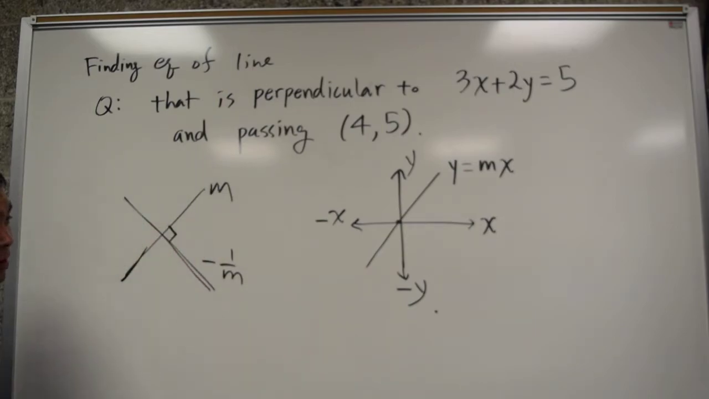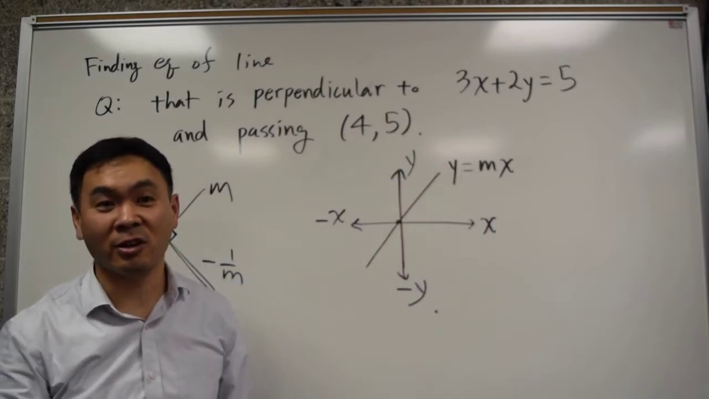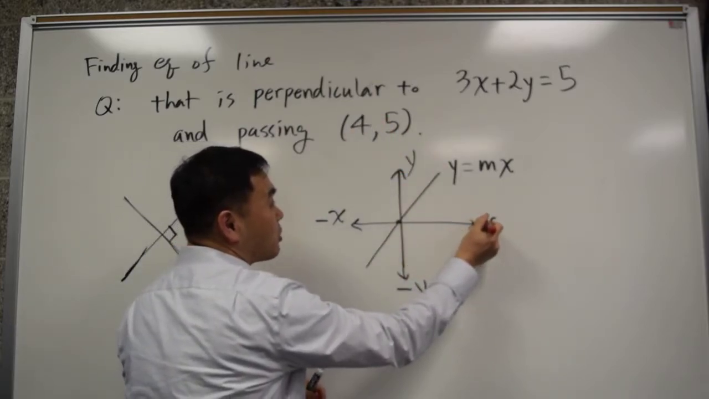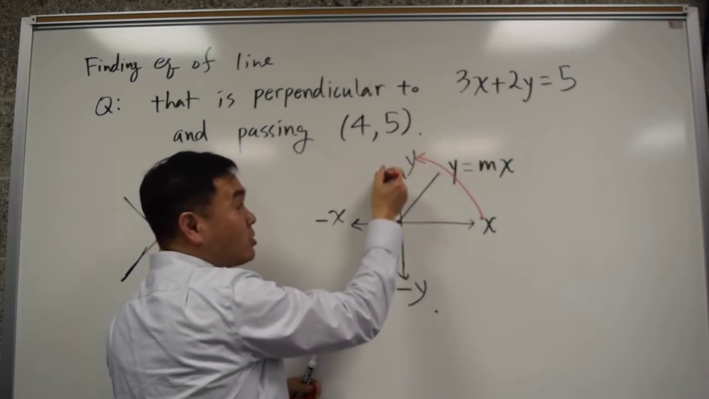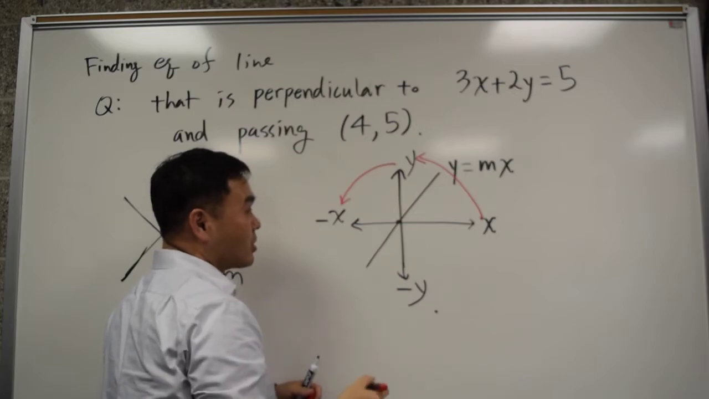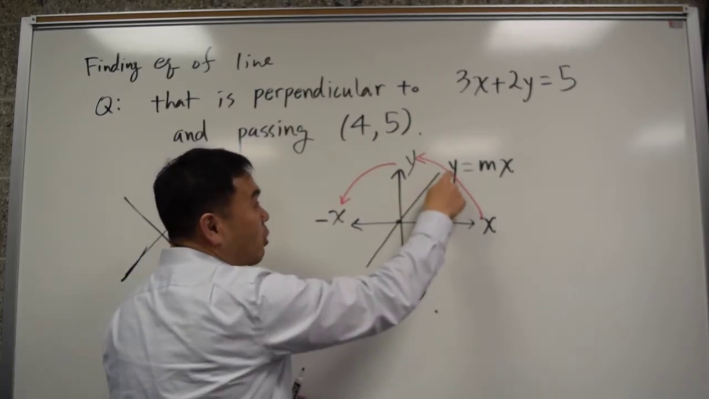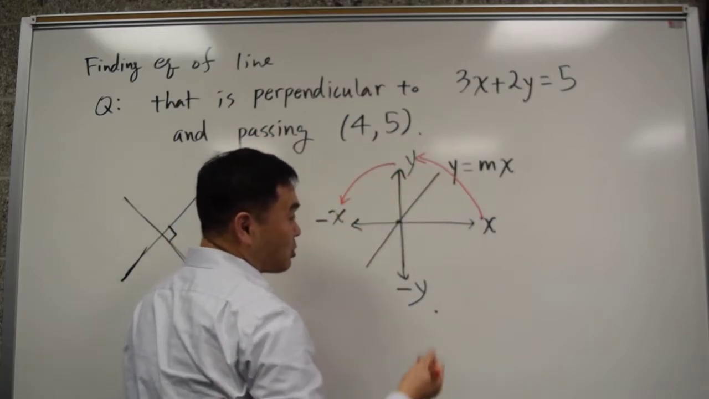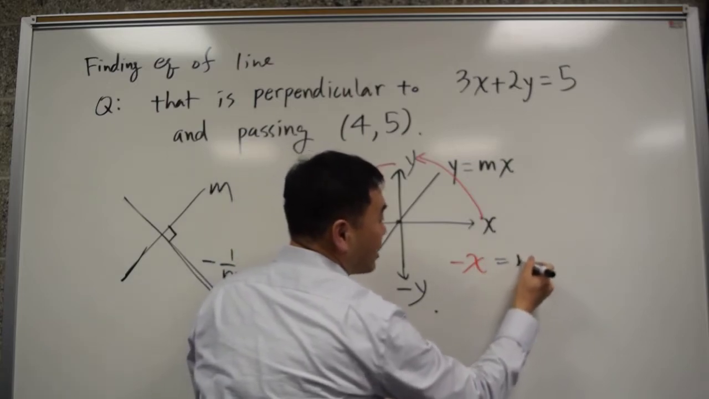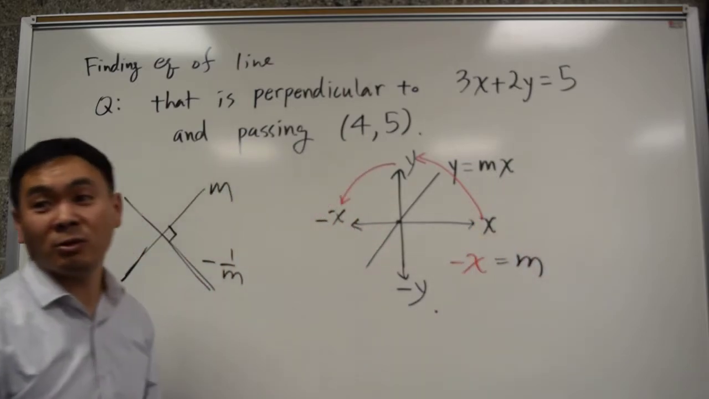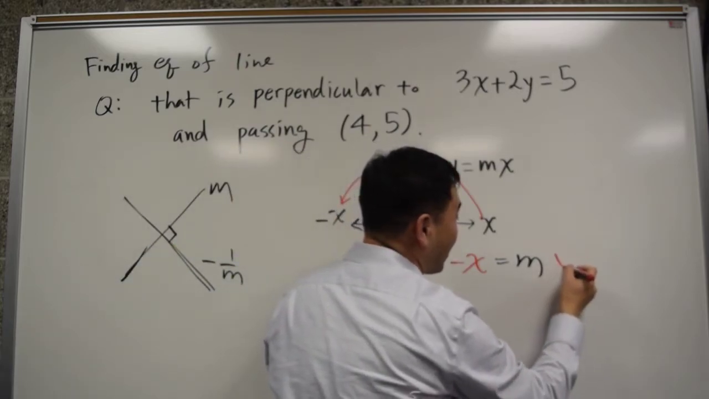Now imagine yourself taking this entire picture and rotating 90 degrees. Look what's going on. X goes to where? Y, right? And where does y go to? Negative x. So that tells you exactly what to do. Your y should be sent to negative x, so we put negative x instead of y, equals m. Your x goes to y, so you replace x by y.